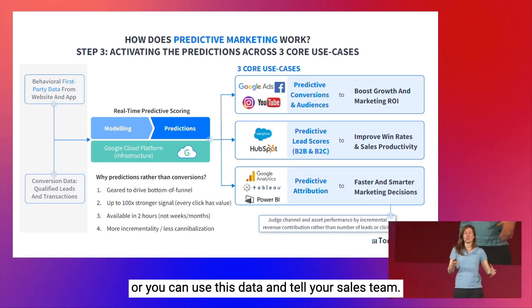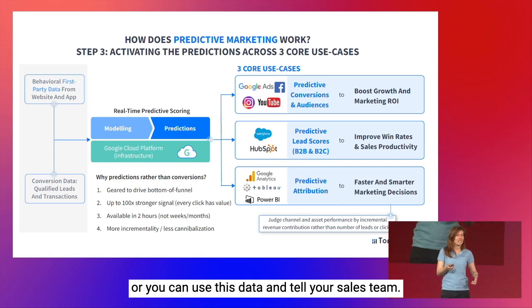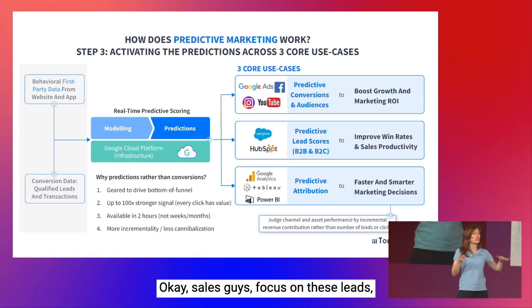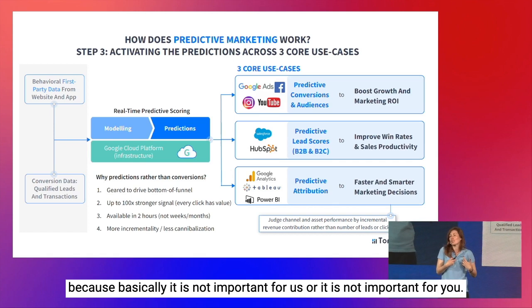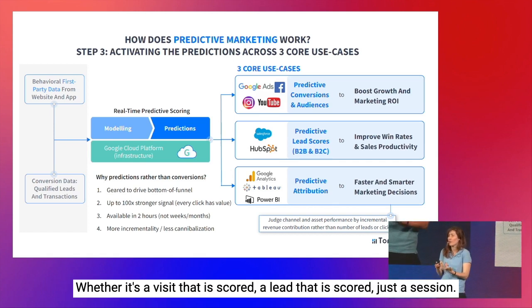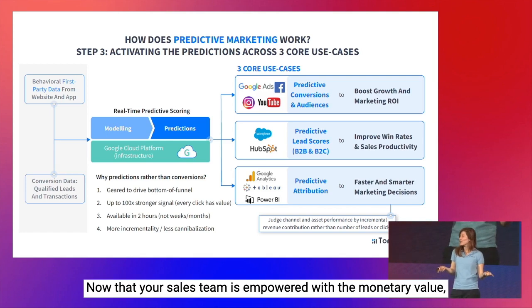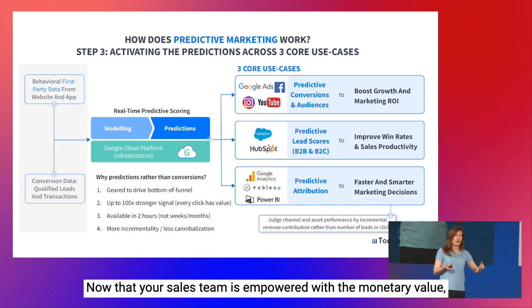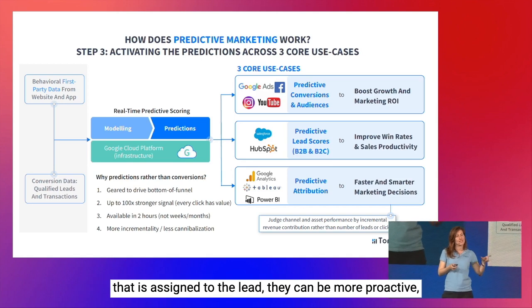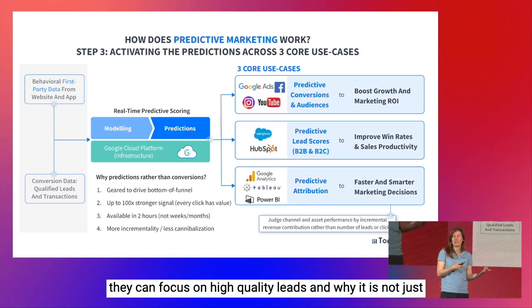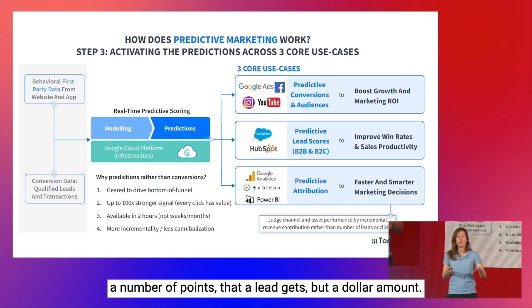Or you can use this data and tell your sales team, okay, sales guys, focus on these leads. Because basically, it is not important for you whether it's a visit that is scored, a lead that is scored, just a session. Now that your sales team is empowered with the monetary value that is assigned to the lead, they can be more proactive. They can focus on high-quality leads. And why? It is not just a number of points that a lead gets, but a dollar amount.